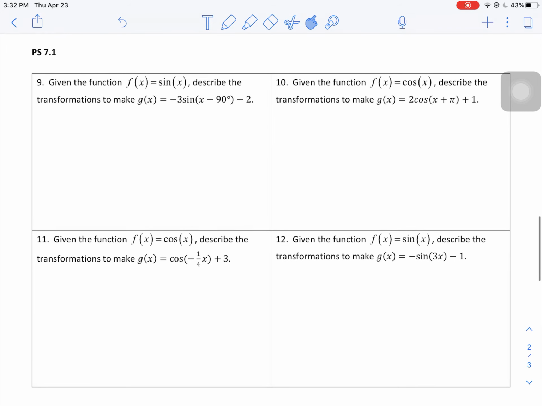And then here comes Power Standard 7.1. So on number 9, we have a parent function of f of x equals sine x, and then we list out all the transformations that have happened to create g of x. So that negative sign in the front is a reflection over the x-axis.